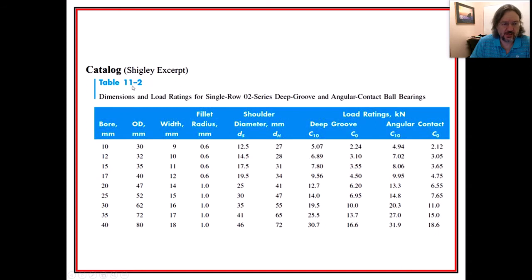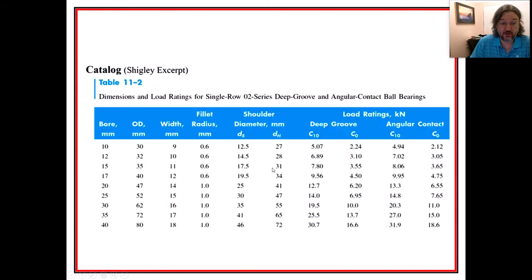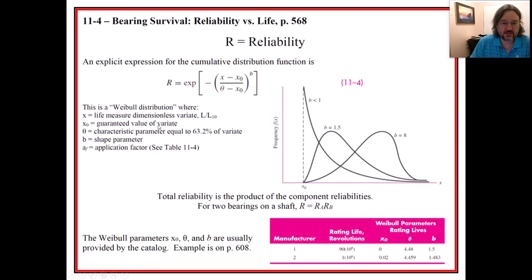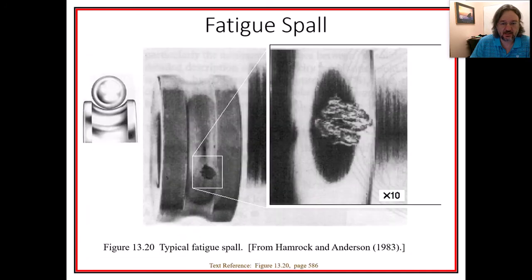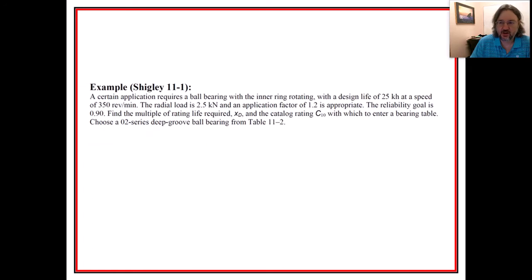So you'll see here's the little excerpt from the catalog, Table 11.2. This is what we're going to try to do: find a C10 rating out of that catalog. That's why they say to take a C10, and to use an 02 series deep groove ball bearing. And you might ask, what is an 02 series? It's like the proportions of the thing.